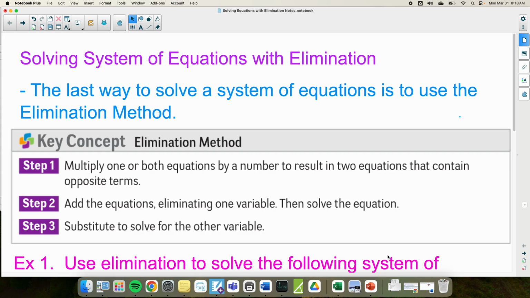So for elimination, step 1 is to multiply one or both equations by a number to result in two equations that contain opposite terms. Step 2, add the equations, eliminating one variable, then solve the equation. And then step 3, substitute to solve for the other variable.